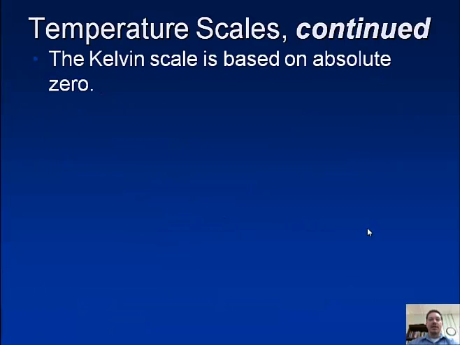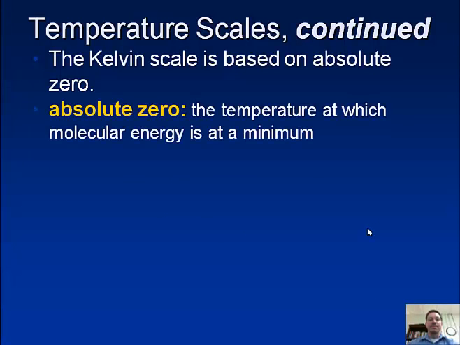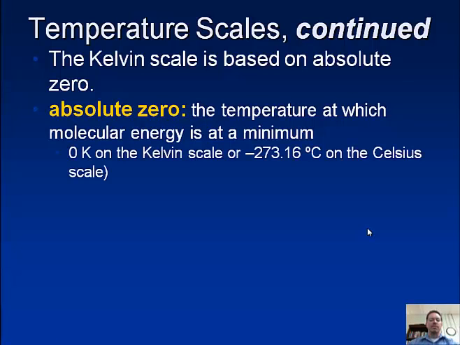The Kelvin scale is based on absolute zero, and absolute zero is just the temperature at which molecular energy is at a minimum. So there's still movement, but it's very small. So 0 K on the Kelvin scale is equivalent to negative 273.16 degrees Celsius.